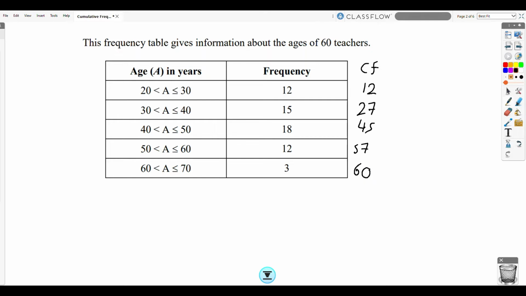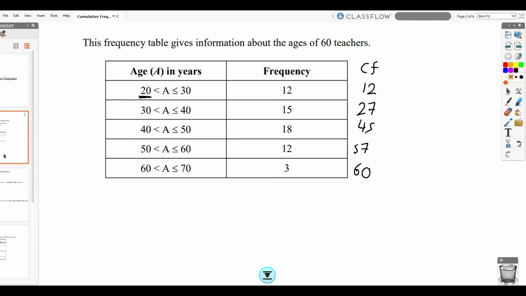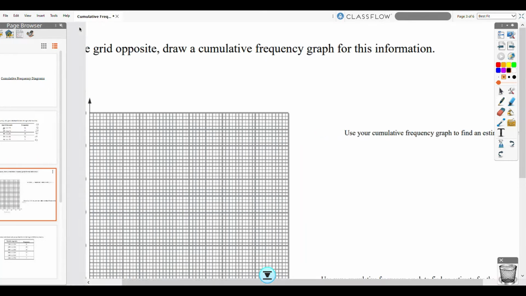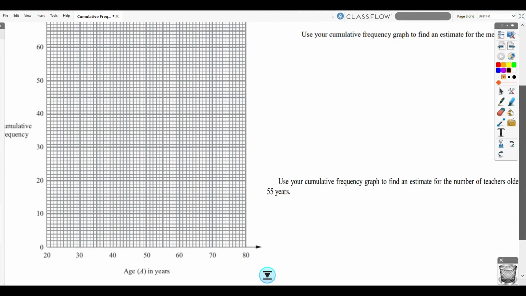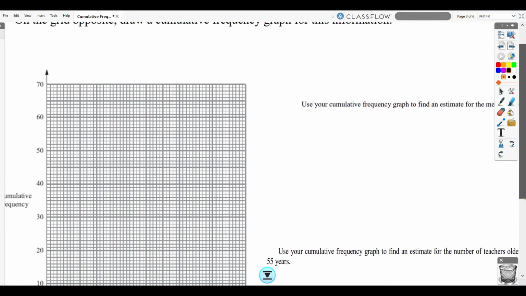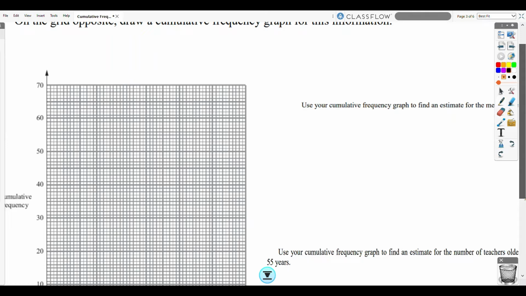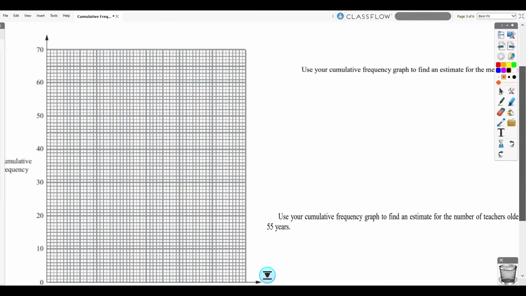Now, when drawing the diagram, this value here, where you start from, is going to be at 0 on your y-axis, and then you plot 12 at 30, 27 at 40, and so on. So the diagram is given to us in this question, and generally if you need to draw it, your x-axis will be the left-hand side column of your table. It doesn't always have to start at 0. Your right-hand side will be your cumulative frequency. Try and make the graph as big as possible because you'll be estimating a value for the median.